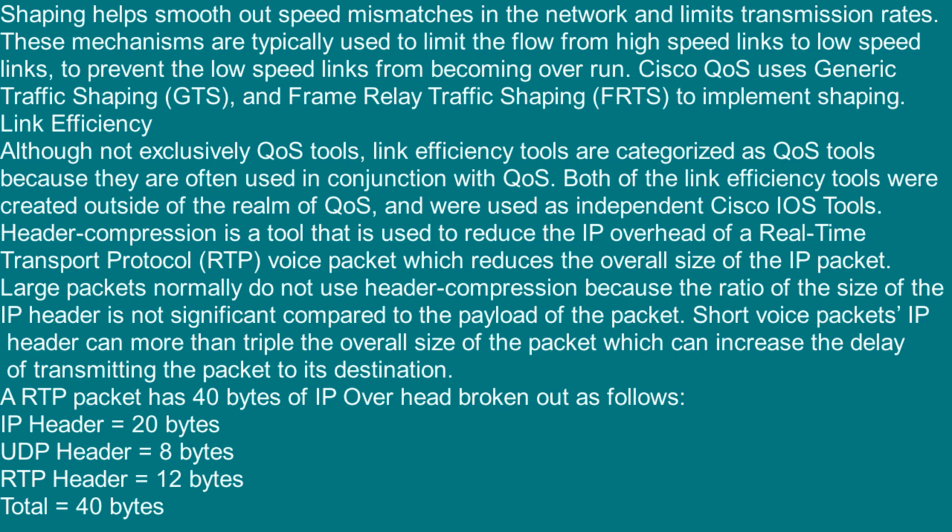An RTP packet has 40 bytes of IP overhead broken out as follows: IP header equals 20 bytes. UDP header equals 8 bytes. RTP header equals 12 bytes.